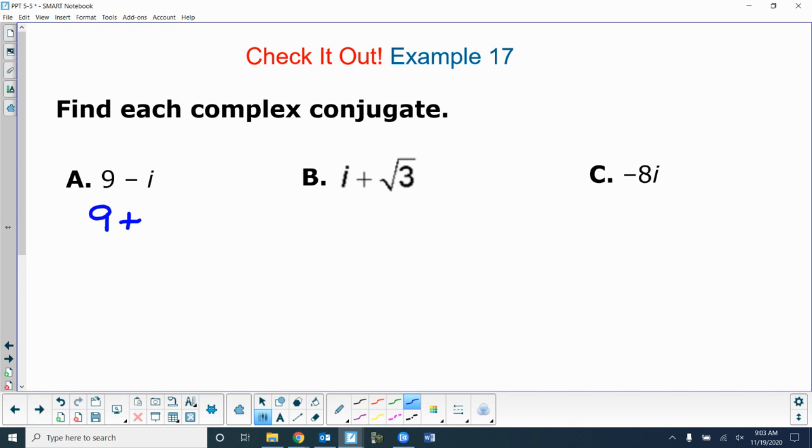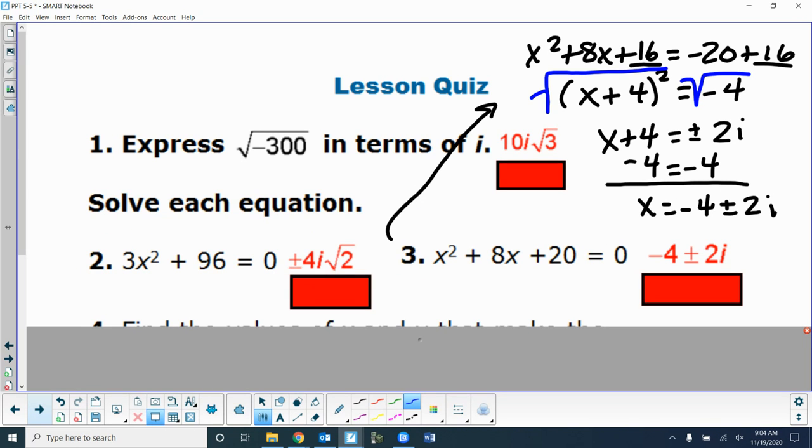9 plus I. Oh, they tricked you here. They put the imaginary part in the front, right? So always put the real part in the front and the imaginary part in the back. Then find the conjugate. So what is it? Radical 3 minus I. What's this one? Theta. Okay? That's it.